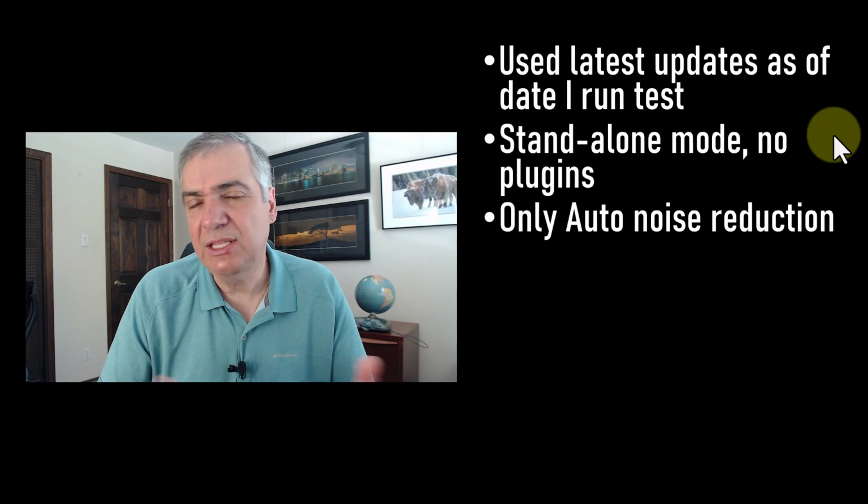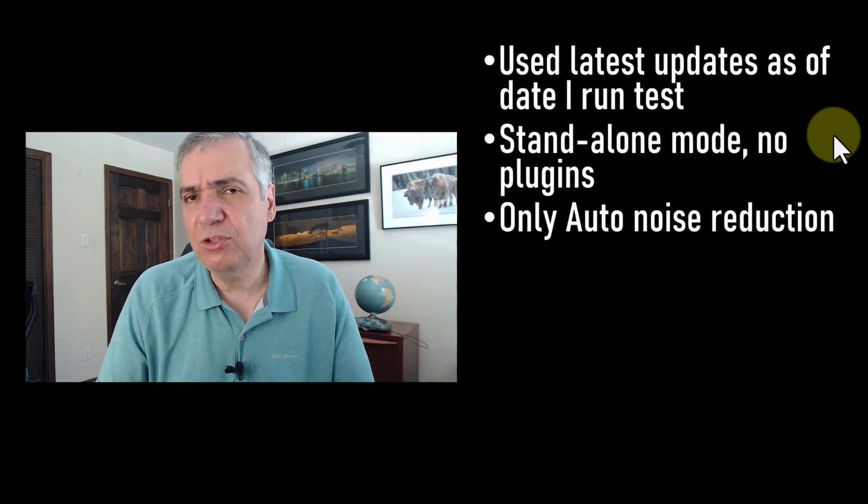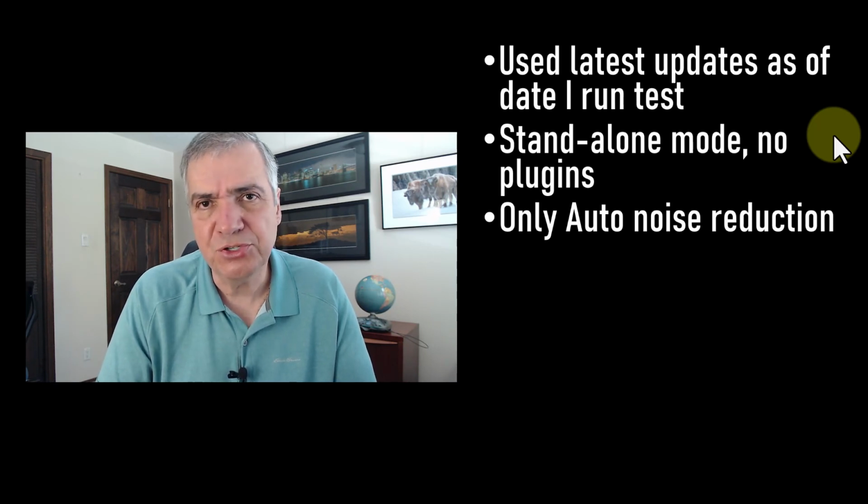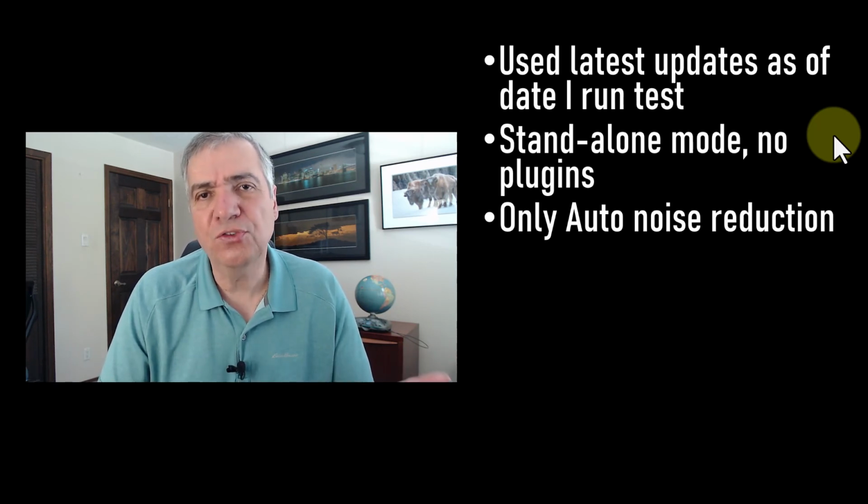The next is that the tools do more than just noise reduction. Sometimes they can correct sharpening, or they're going to correct for lens distortion. So I turned all those options off, and I left noise removal in auto. I wanted to compare apples to apples.